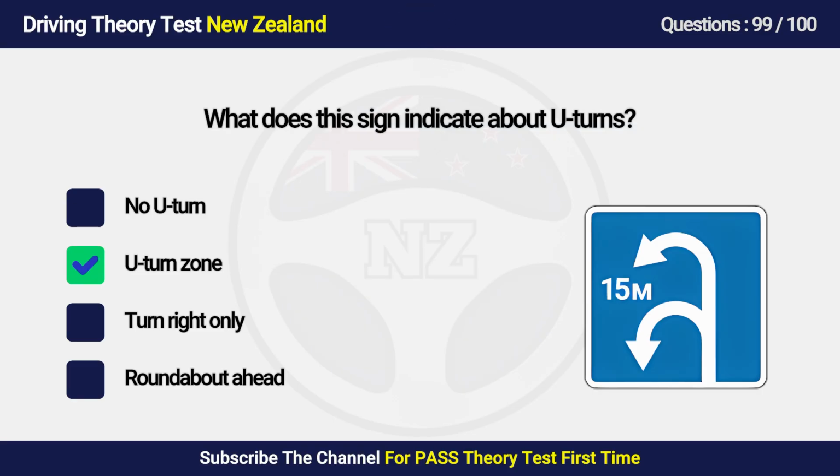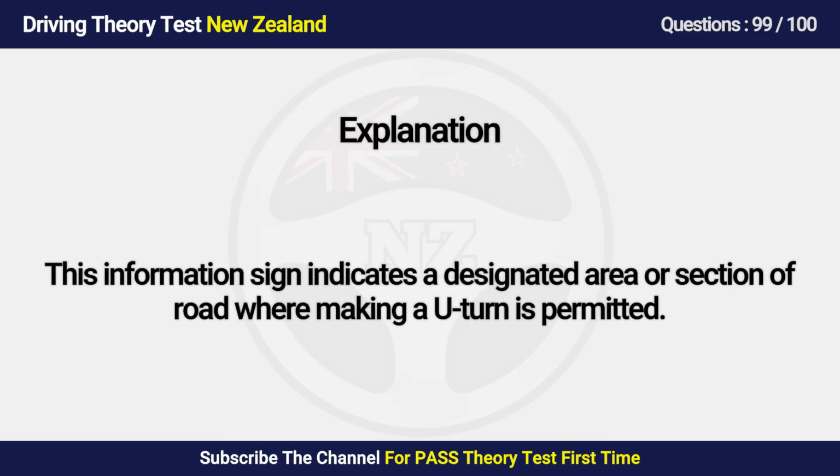Answer is B. U-turn zone. This information sign indicates an area or section of road where making a U-turn is permitted.